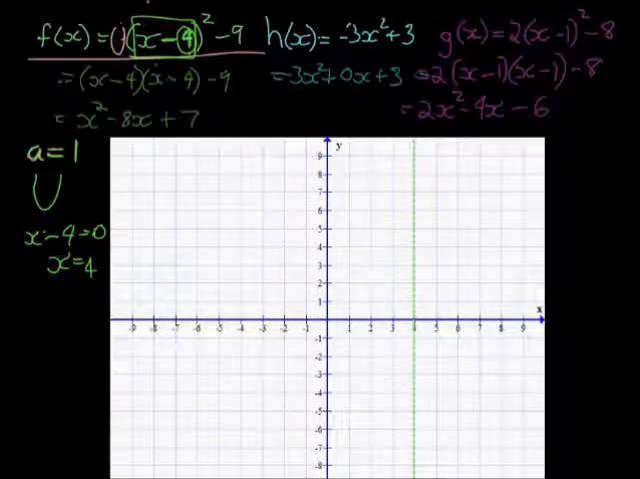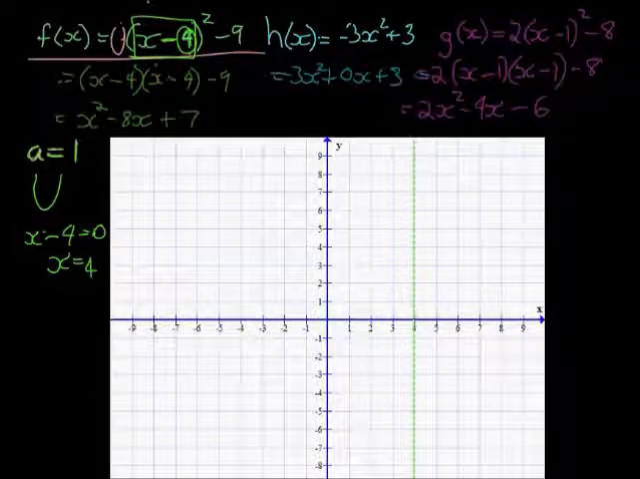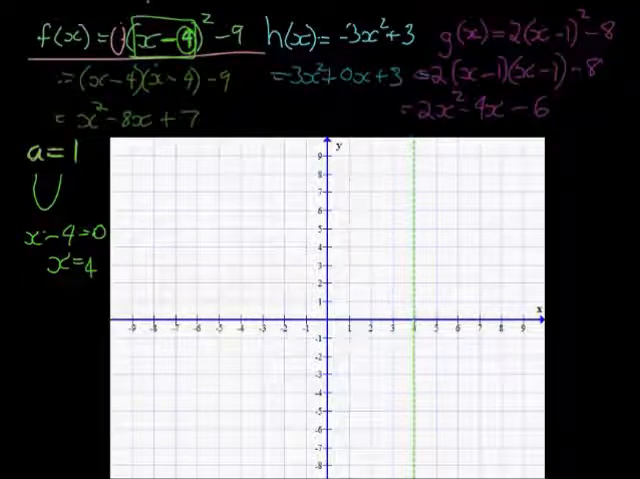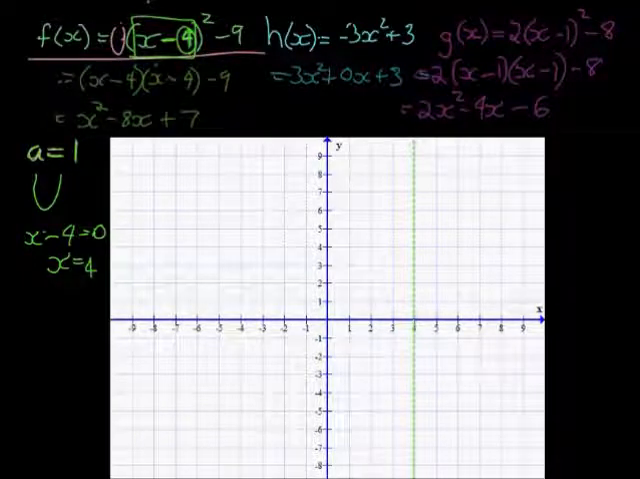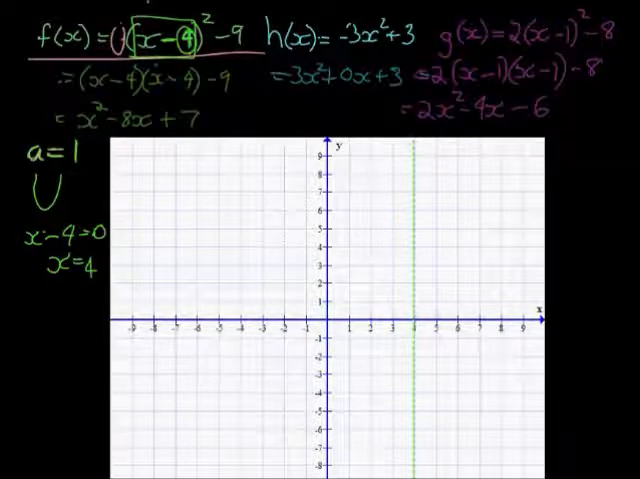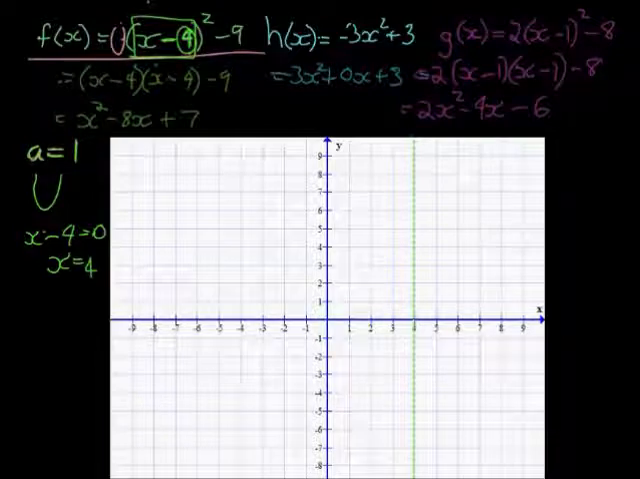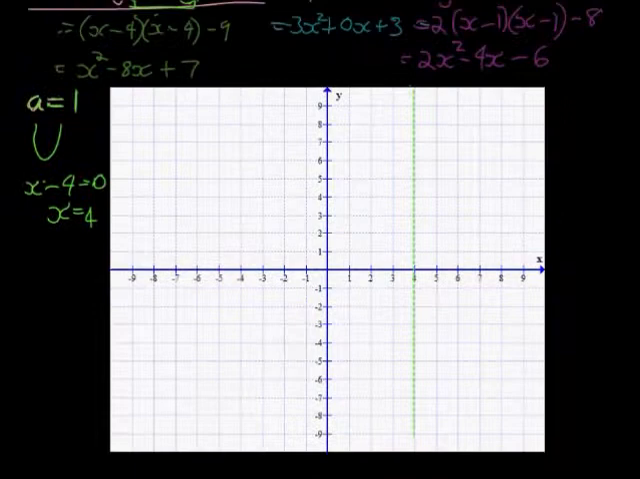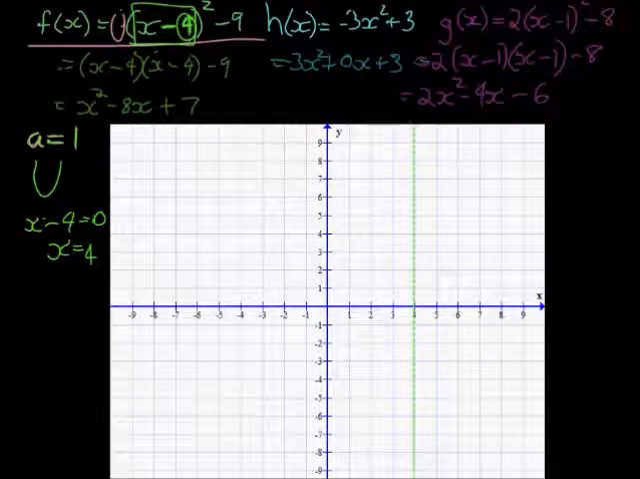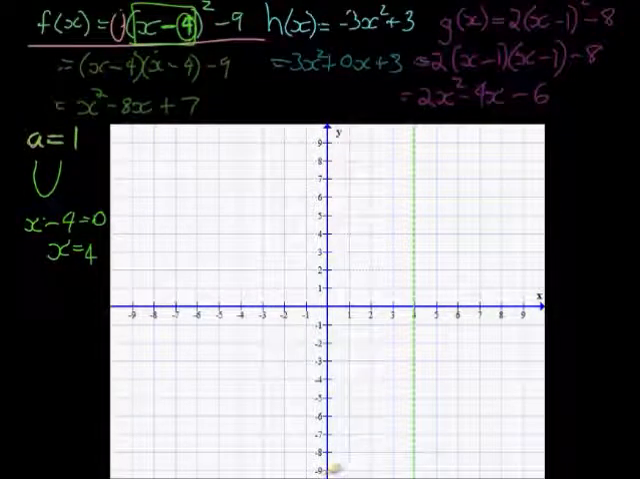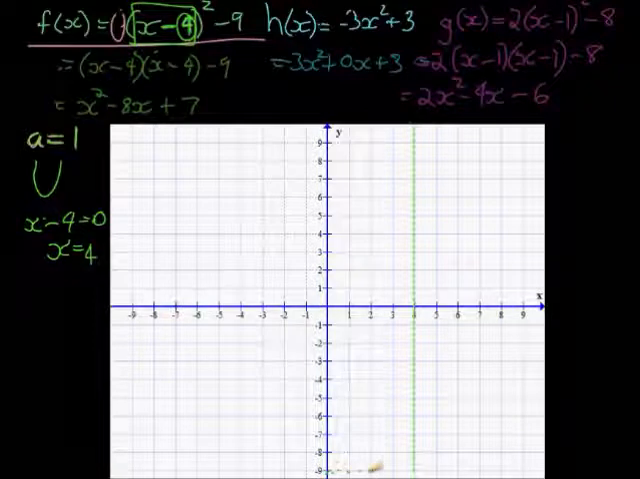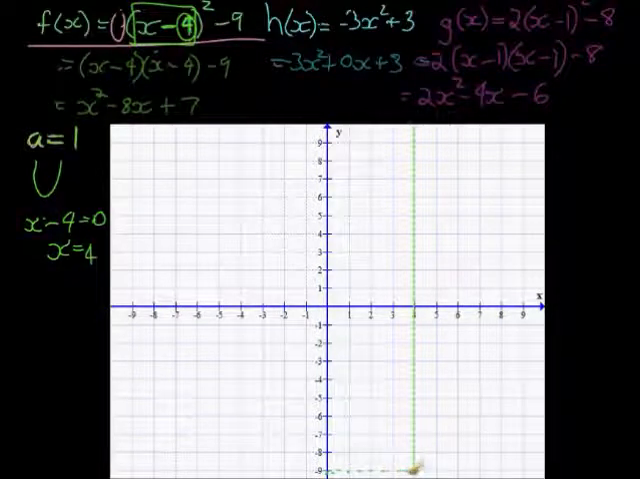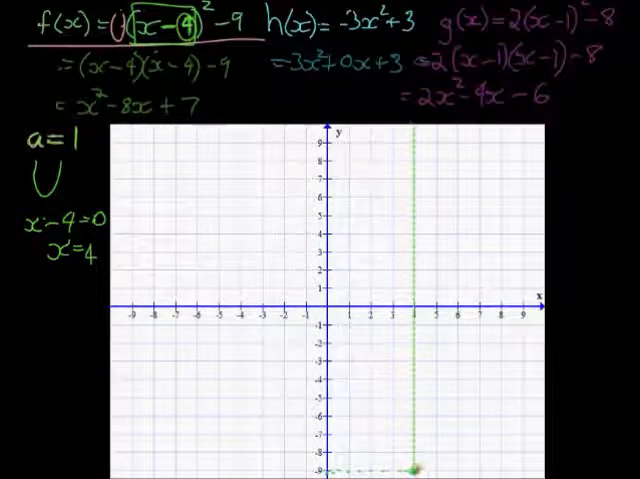Now somewhere on that line my graph is going to turn, and my graph is turning at the value negative 9. So at negative 9, it's going to turn, and let me just go down a little bit. There we go, negative 9. Somewhere on here it's going to turn, right there it's going to turn. So that's my position.